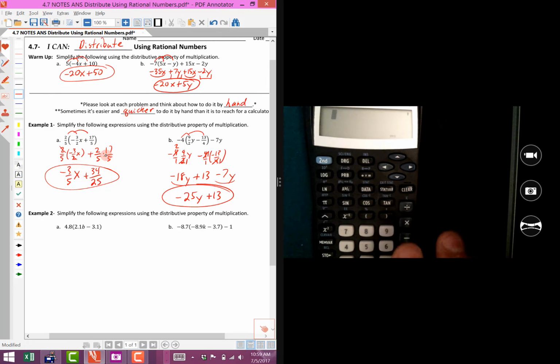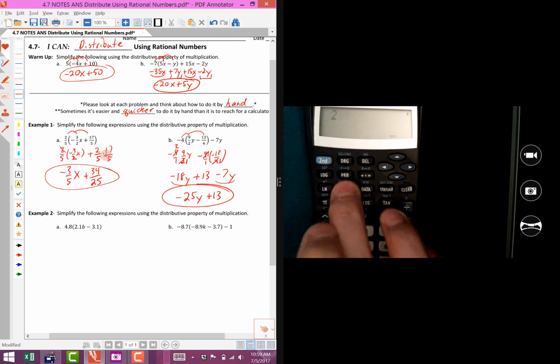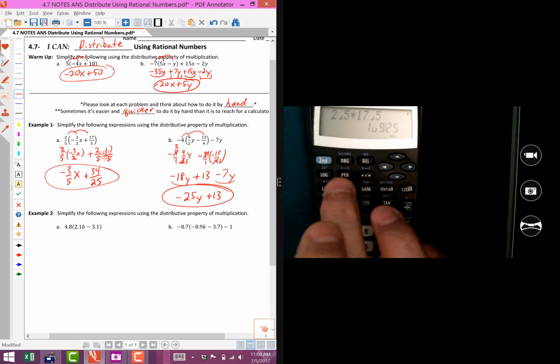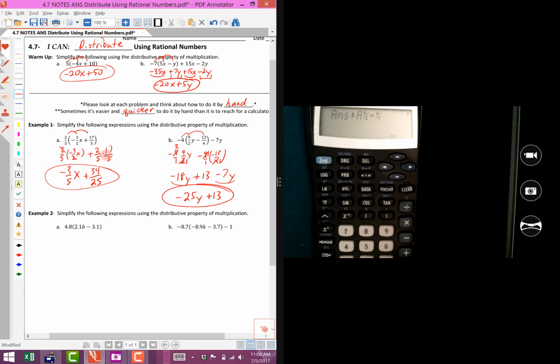So if I clear this off, we're going to have 2 fraction input fifths, and then we're going to times that by 17 fraction input fifths. And so we've got the 1 and 9/25. So again, I'll have the calculator change that for me if we need. So we've got the 34/25. So we're in good shape there.